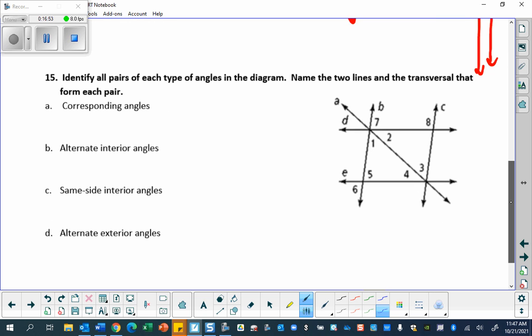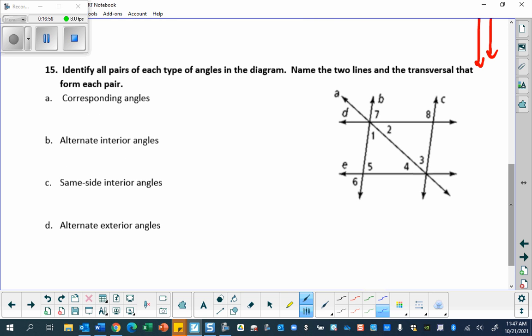Identify all types of angles in the diagram. Name the 2 lines and the transversal that form each. Okay, so this diagram can get a little confusing, and I really encourage you to get a highlighter to try to figure it out, because when I'm talking about corresponding angles, I see this transversal and these 2 lines giving me angle 5 and angle 7 for corresponding angles. I think that's all I see.